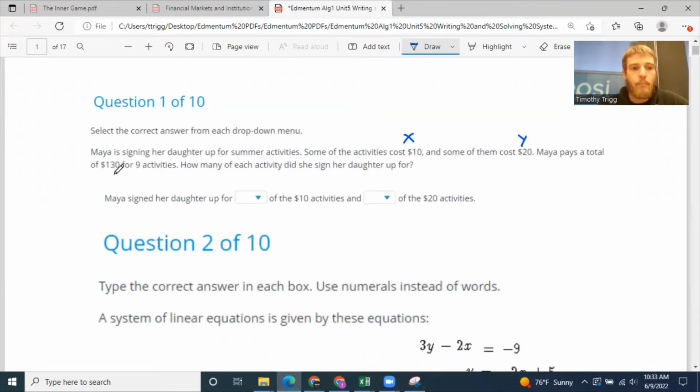Now it says that Maya pays a total of $130 for 9 activities. So if I take the number of $10 activities plus the number of $20 activities, that'll be a total of 9 activities. So this first equation has to do with quantity. How many, right? 9 activities. So I take $10 activities, however many that is, plus however many $20 activities. We know that there'll be 9 activities.